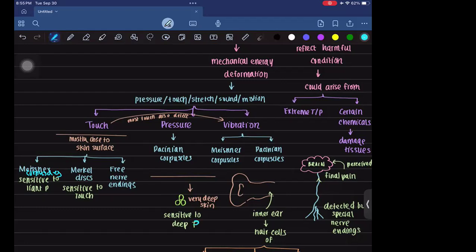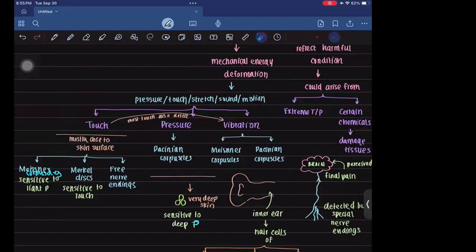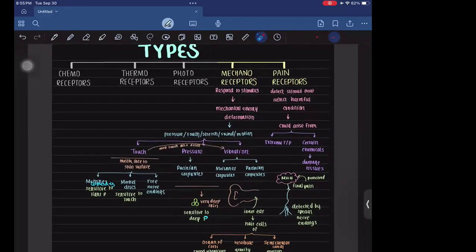Meissner corpuscles are sensitive to light pressure, and Pacinian corpuscles are sensitive to deep pressure. Under touch only, you might be wondering why we have pressure here. Meissner corpuscles detect light pressure, so why is this coming under touch receptor and not under pressure receptor? That's because they are present near the skin surface, right? The light pressure we are talking about here is generated because of pressure on the skin surface.